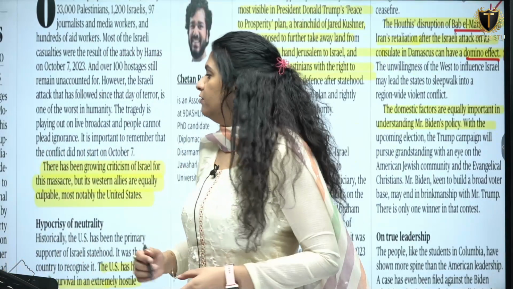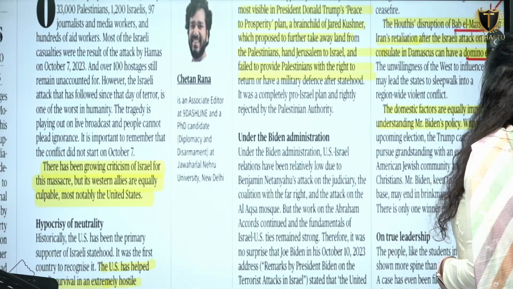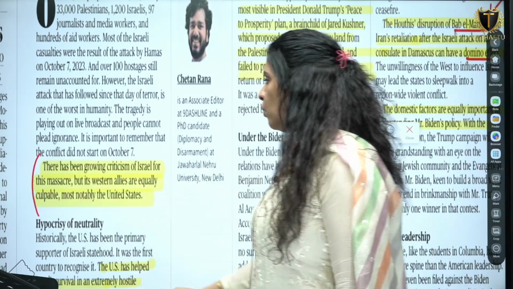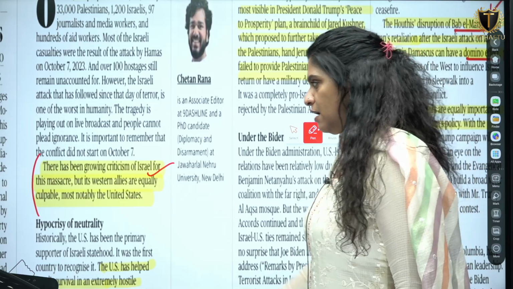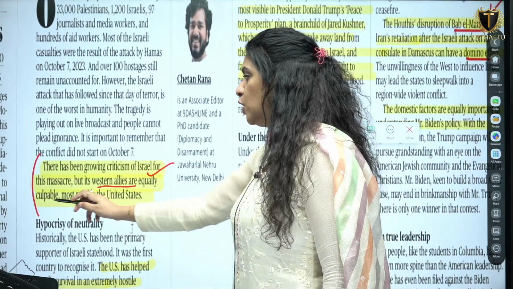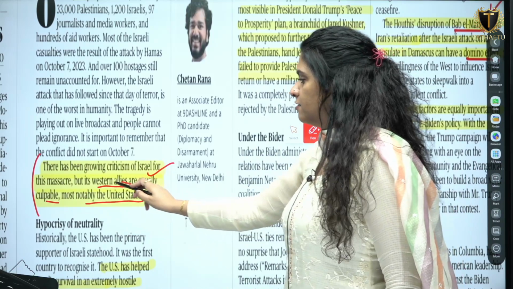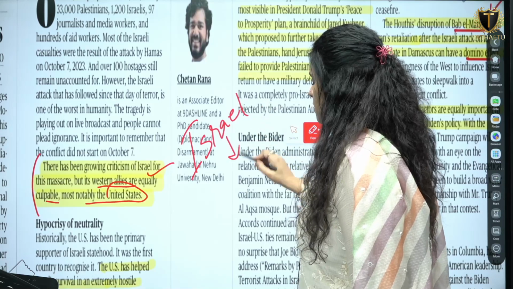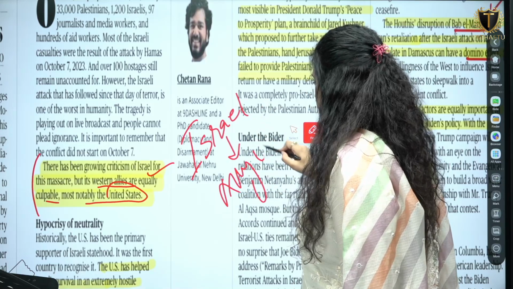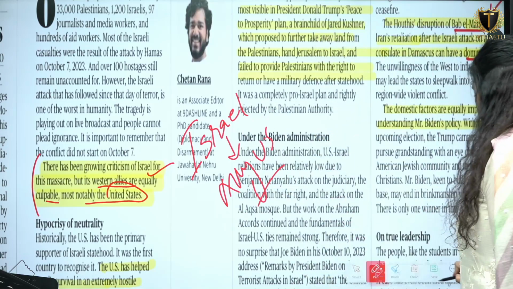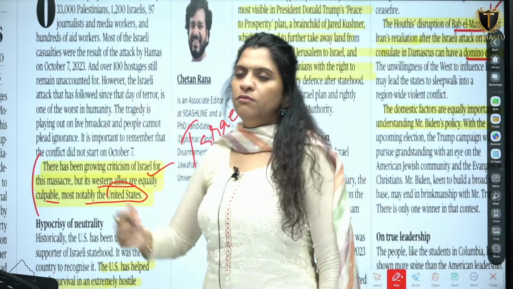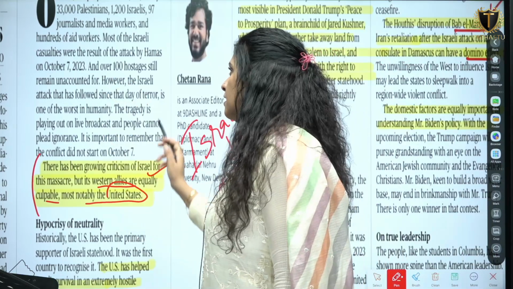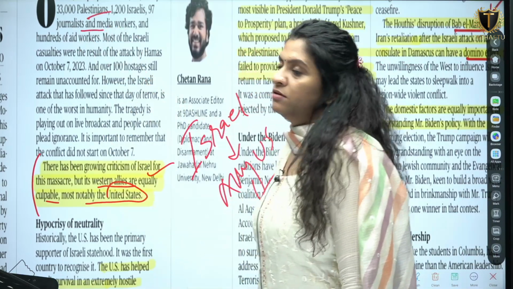So the first paragraph that we are going to take up is: there has been growing criticism of Israel for this massacre, but its Western allies are equally culpable, most notably the United States. So Israel's ally is the US, and the US is supporting Israel in all its activities against Palestine, the other player.